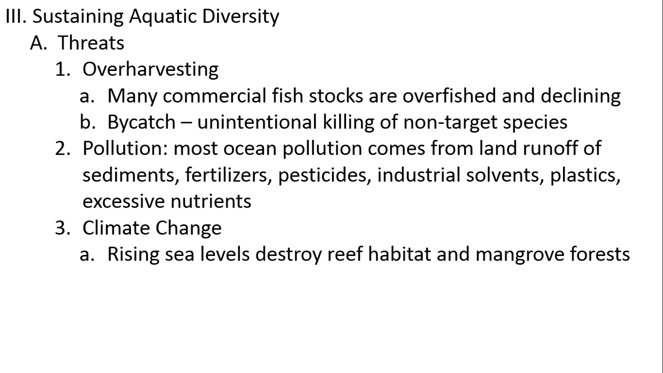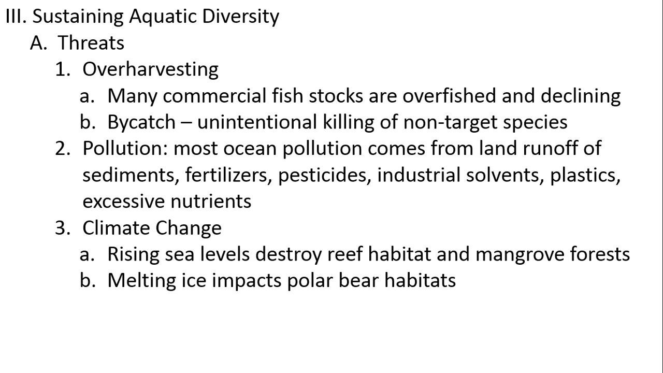Mangrove forests also become flooded, and they need to be in shallow water as well. Melting ice, of course, in the Arctic affects polar bear habitats. They rely on the sheet ice to hunt seals. Well, if the sheet ice melts too much, their hunting grounds are disappearing. So that's why we see polar bears migrating onto the Arctic tundra, hunting there rather than hunting out on the sheet ice.